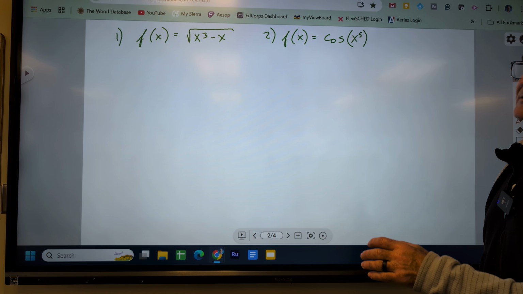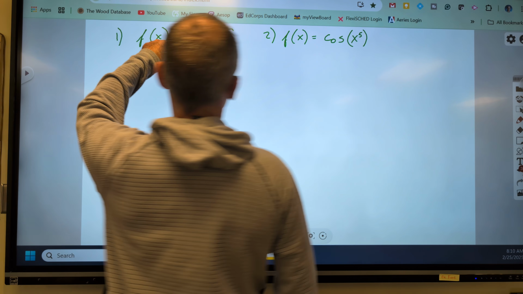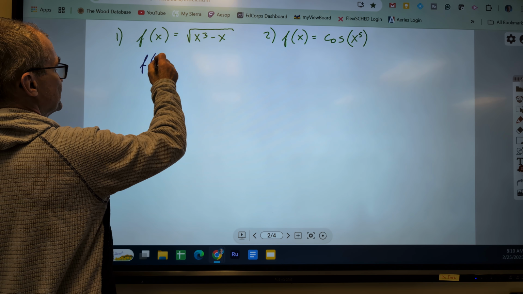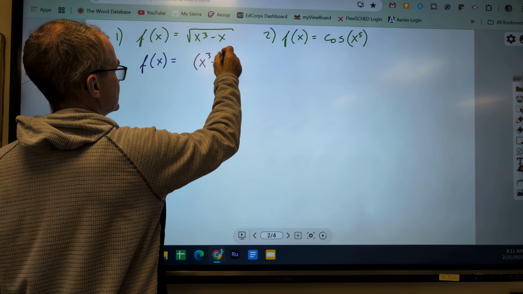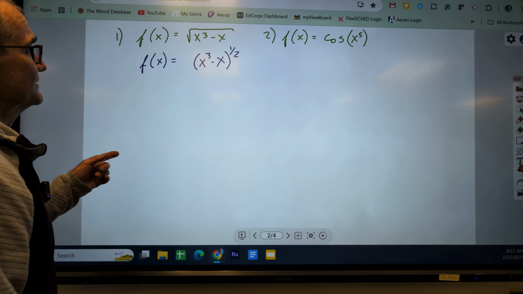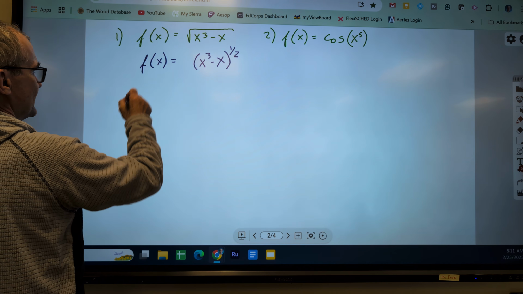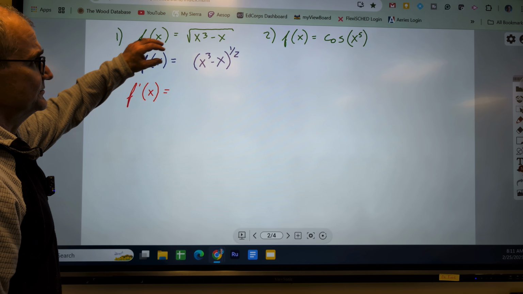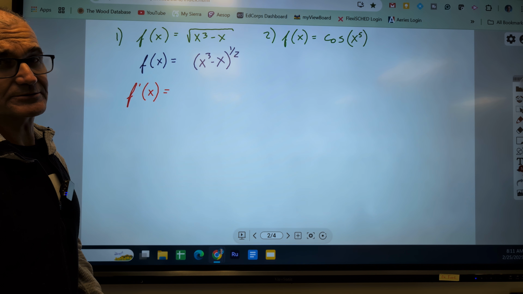The first thing I'm going to do is rewrite the problem in exponent form. I know a square root is the same thing as a half exponent. So this is still a function, f of x, and it is just equal to x to the third minus x, to the 1/2 power. Now I'm going to find the derivative. The derivative, f prime of x, or dy dx, is going to be equal to the derivative of u to the half times the derivative of u.